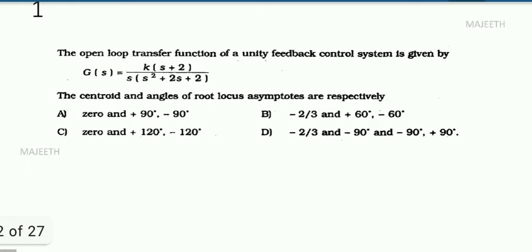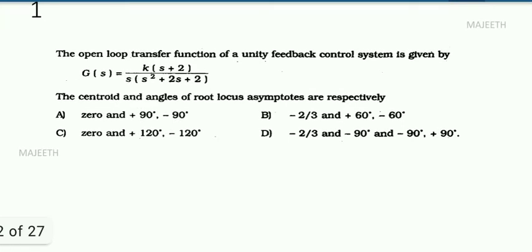The first question is, the open loop transfer function of a unity feedback control system is given by G(s) = K(s + 2) / [s(s² + 2s + 2)]. The centroid and angles of root locus asymptotes are respectively. So they have given the open loop transfer function, and they ask the centroid and the angles of asymptote. We know we can find the centroid by using the formula.